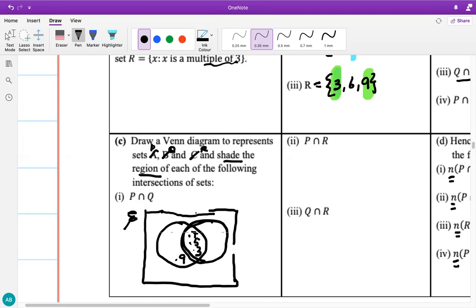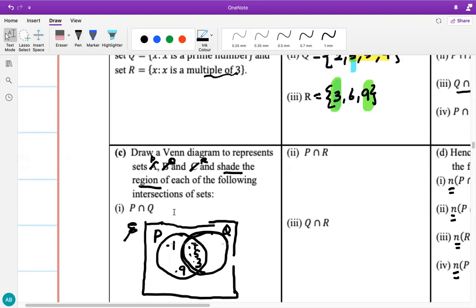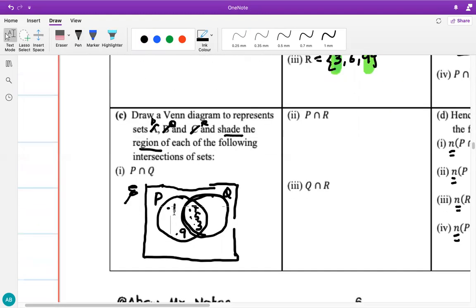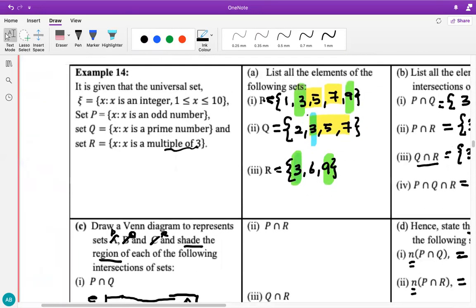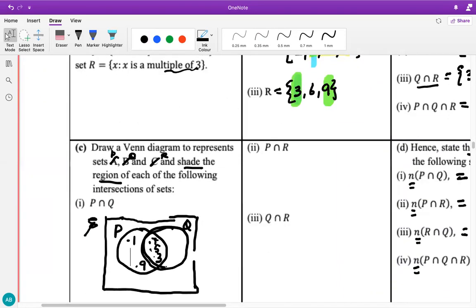This is set P and set Q. Odd numbers: P is 1, 3, 5, 7, 9. Then Q is prime numbers, so it's 2, 3, 5, 7. So 3, 5, 7 is here, and 2 will be outside the intersection. And then one more, R is 3, 6, 9. So 3, 6, 9.